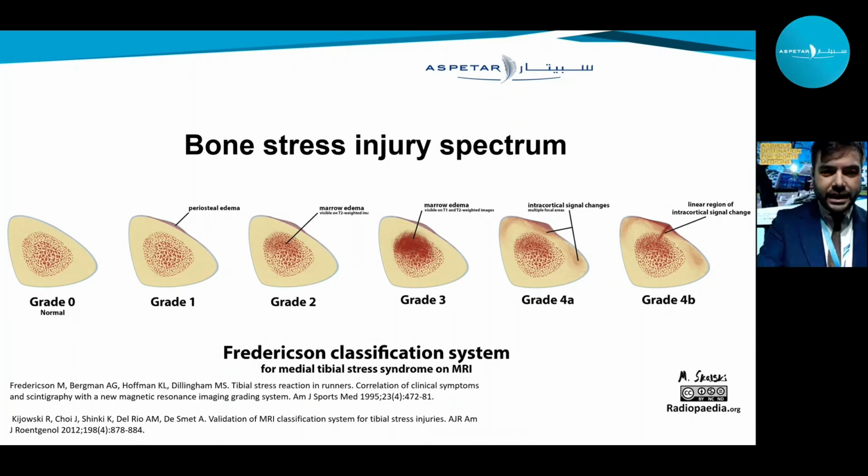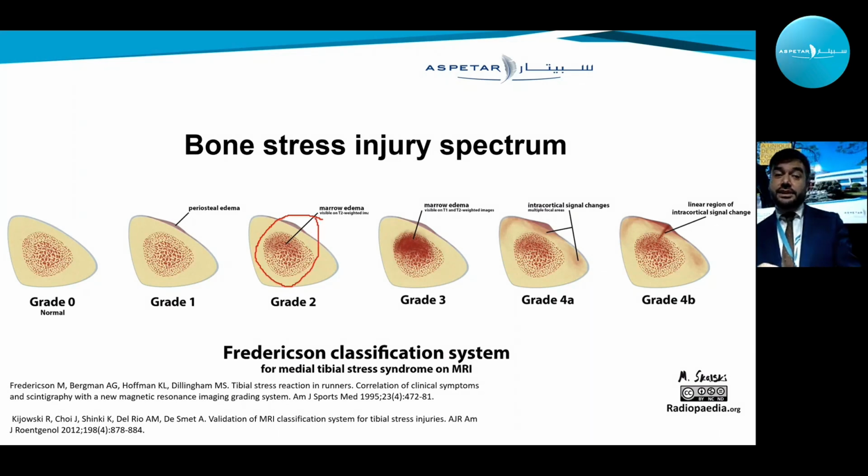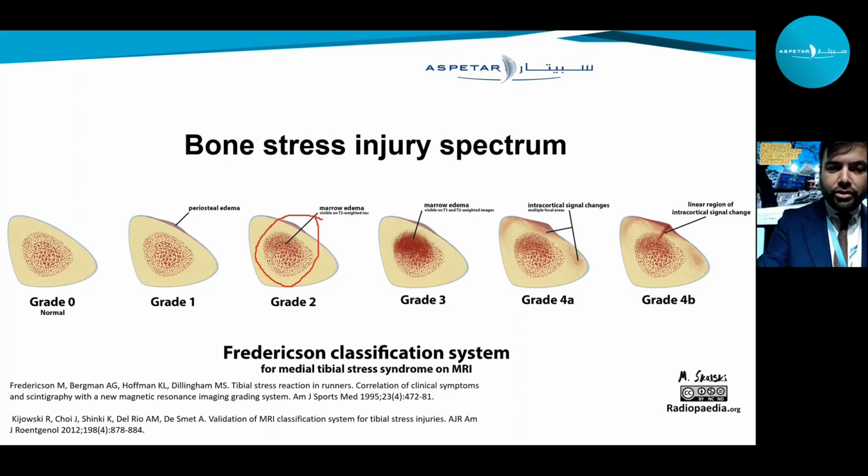Here we can see grade 1 is just a periosteal edema. Grade 2 is periosteal edema with subcortical bone edema, only visible in T2. Grade 3 is bone marrow edema, visible in T1 and T2. Grade 4A is when we find foci of alteration of signal within the cortex. And grade 4B is when we see this fracture line. In this bone stress injury spectrum, grade 4B is considered the stress fracture itself. The other grades are bone stress reaction.